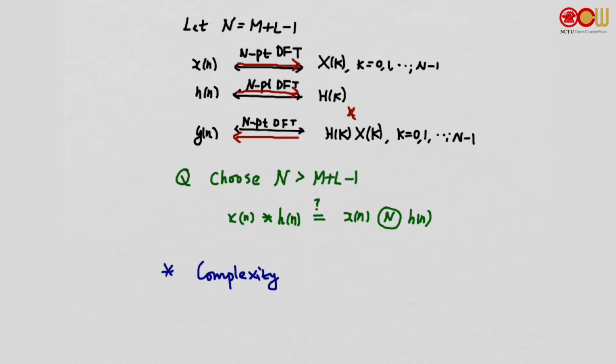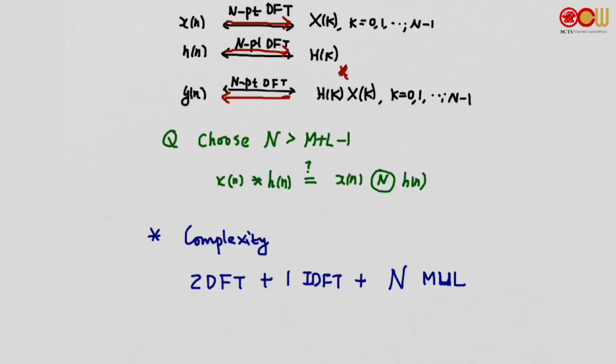So the complexity involved will be two DFTs, one for x and one for h, and one inverse DFT here. So let me add that: one IDFT. And then there's also a multiplication here, x and h multiply together, so we need multiplication. So this is the complexity involved if we use DFT and IDFT to compute the convolution.